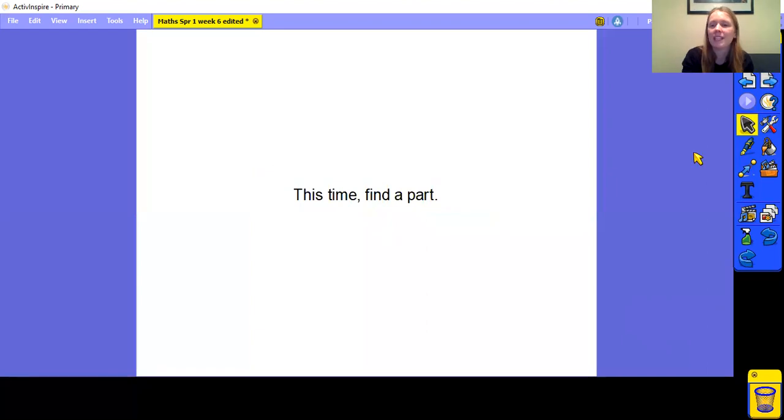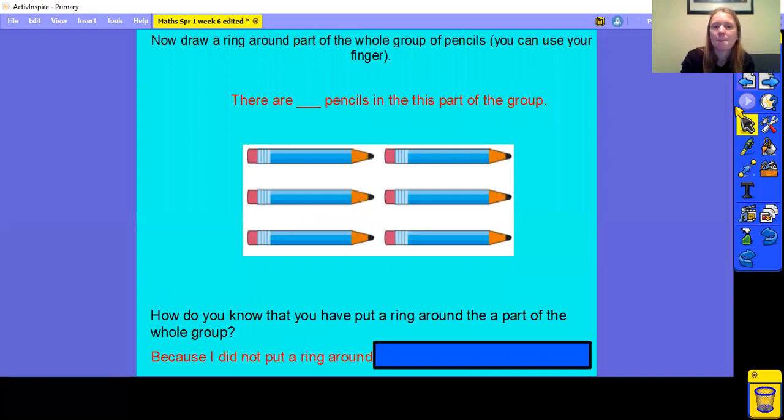Now, this time, we're going to find a part. What I'd like you to do, and there are lots of different ways that you can do this, draw a ring around part of the whole group of pencils. You can use your finger again. Pause the video while you do that and then tell your grown-up how many pencils are in your part of the group.